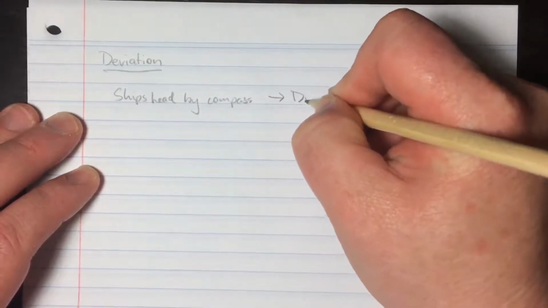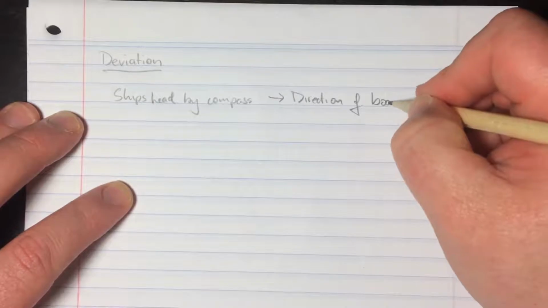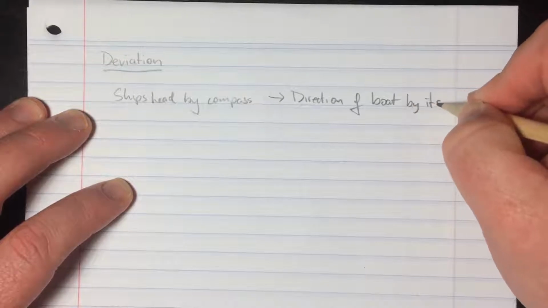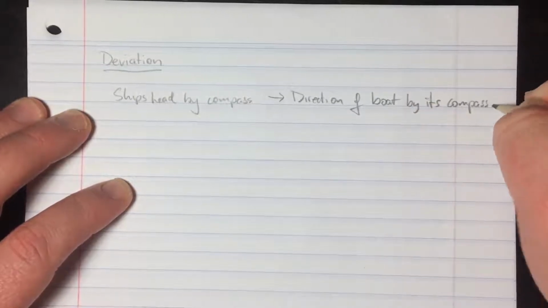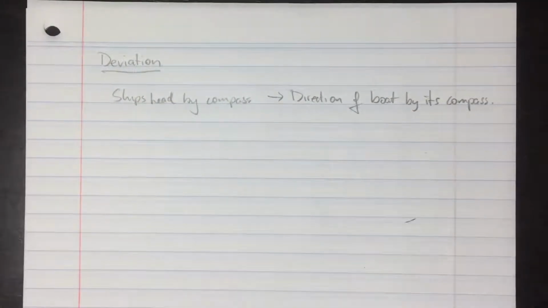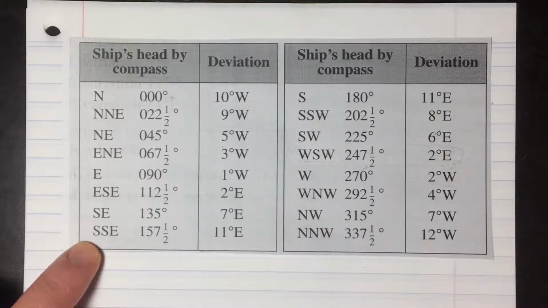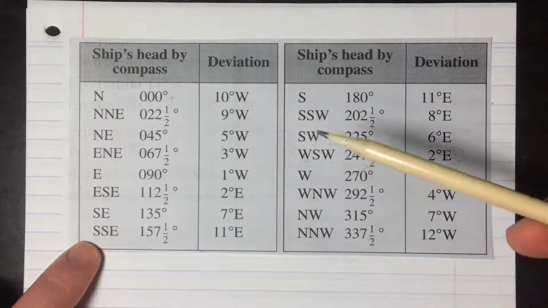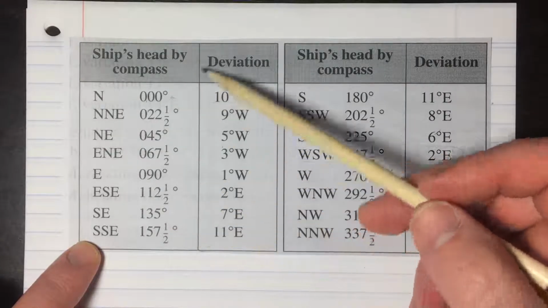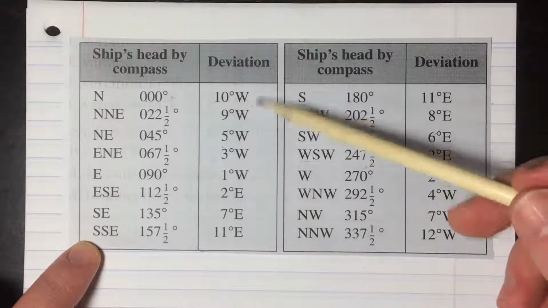That's the direction of the boat, or the course, the direction of the course of the boat by its compass. So which direction the boat's compass says we're heading in. And what we have to work out is what the deviation is, usually with a deviation table like this. Now this deviation table tells us that depending on what the ship's head by compass is, what the deviation of the ship's compass actually is.